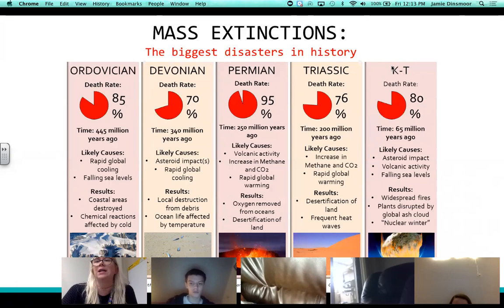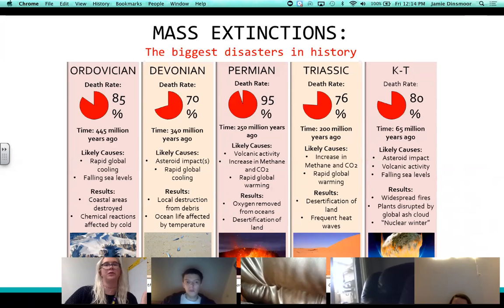And then the KT mass extinction, which was the most recent, and by recent, I mean 65 million years ago, not that recent, most likely caused by asteroids, volcanic activity, and falling sea levels, right? So again, what happened? Well, the volcanic activity and asteroid impact caused a ton of fires. So imagine that the Earth is on fire. Not very pleasant. Plants, of course, stop getting as much sunlight. There's ash in the air.